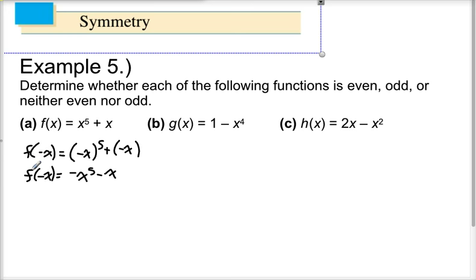And then the way that I compare it is that, since I didn't get the same function back, I know that it's definitely not even.